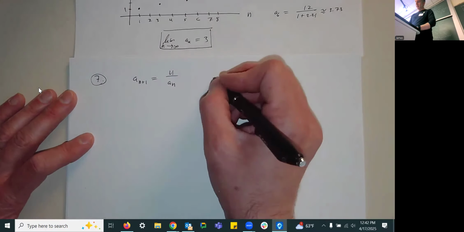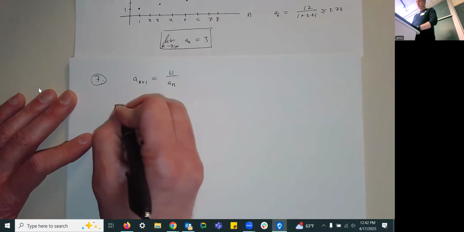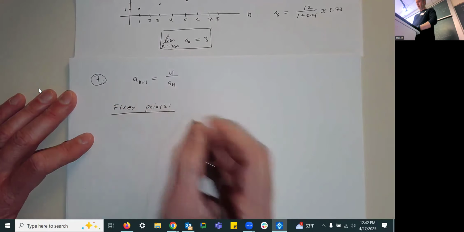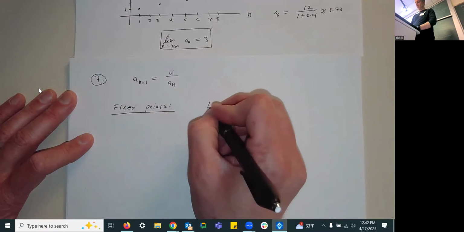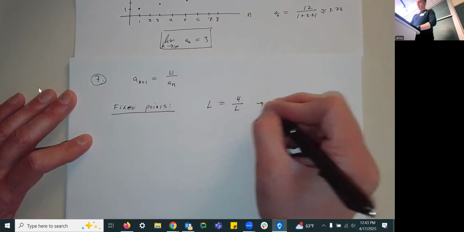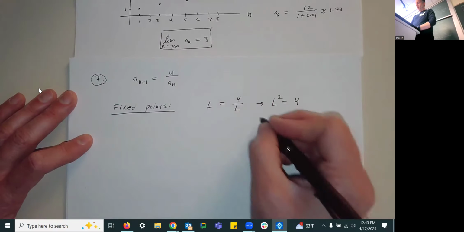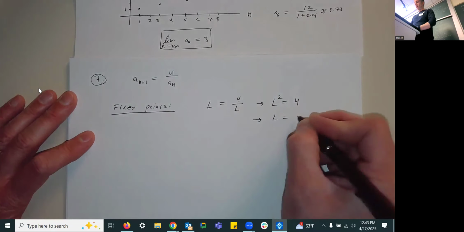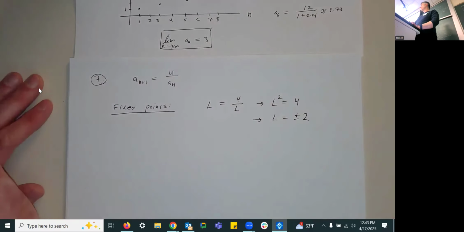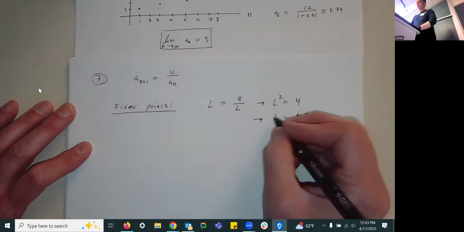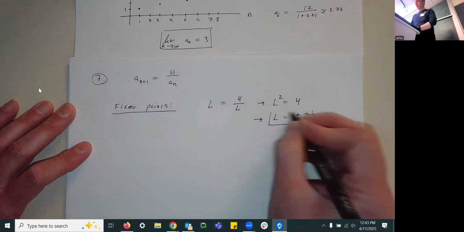Let's just find the fixed points. So first, the fixed points. If we set them each equal to L, so L equals 4 divided by L. So then multiply both sides by L. You get L squared equal to 4. And then our fixed points are going to be, so I will point out here, you could subtract 4 and factor, but I think we can solve this without doing that and just get L equal to positive or negative 2. So those are our potential fixed points. Those are our potential limit values.